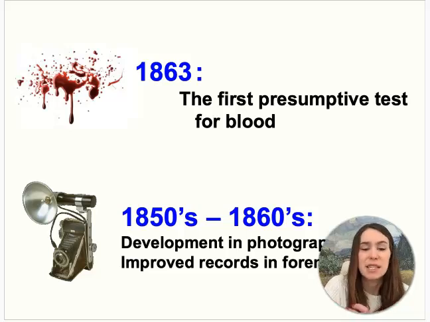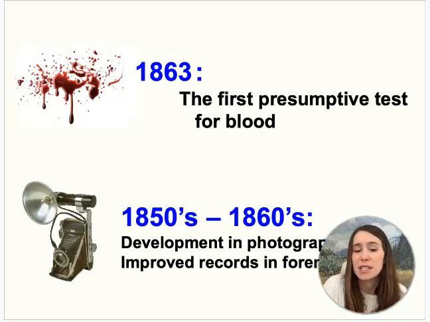By the 1850s, 1860s, we have photography, and so there's improved record keeping, where if someone is processing a crime scene, they're going to take better notes, they're going to take better records, and have a better system for that.